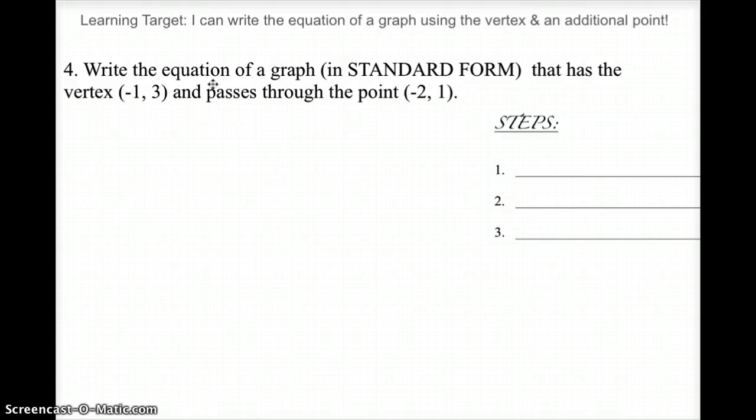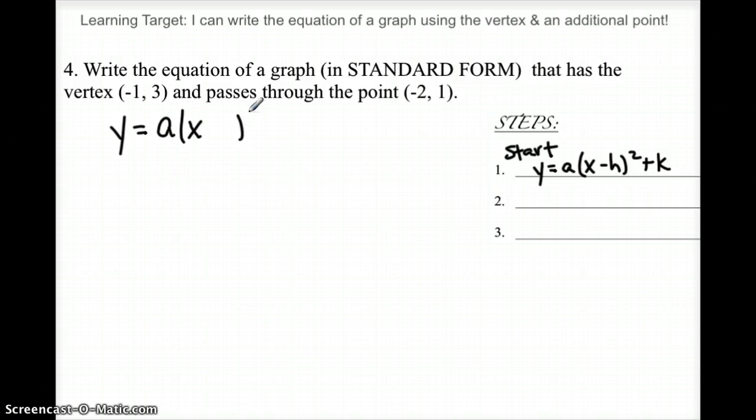Here, we've got to write an equation of a graph in standard form that has the given vertex and passes through some point. So since I have the vertex, I'm going to start by putting it in vertex form, as much as I can anyway. So I don't know a, so I'm going to have y equals a.